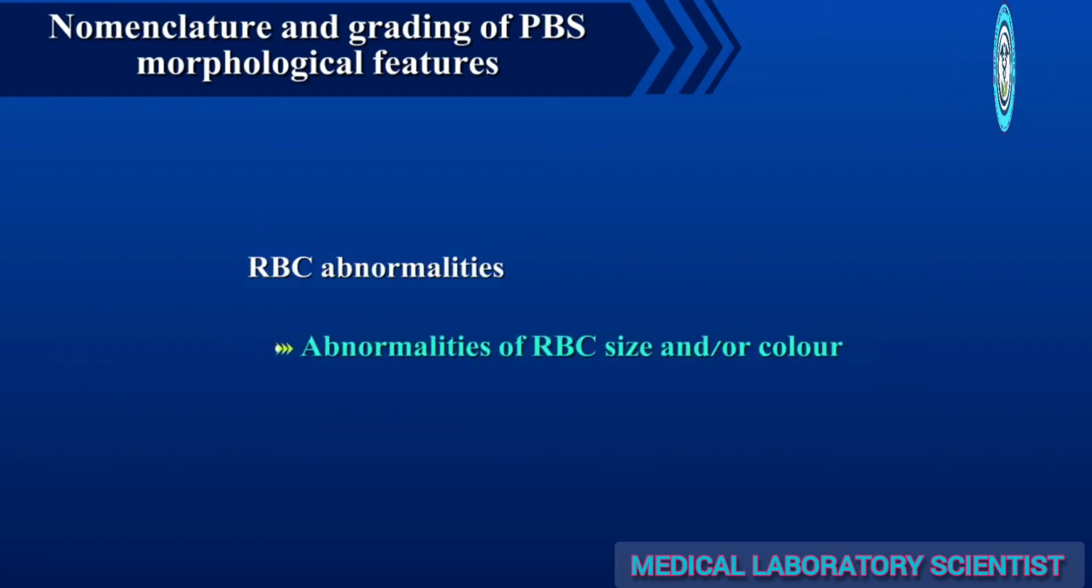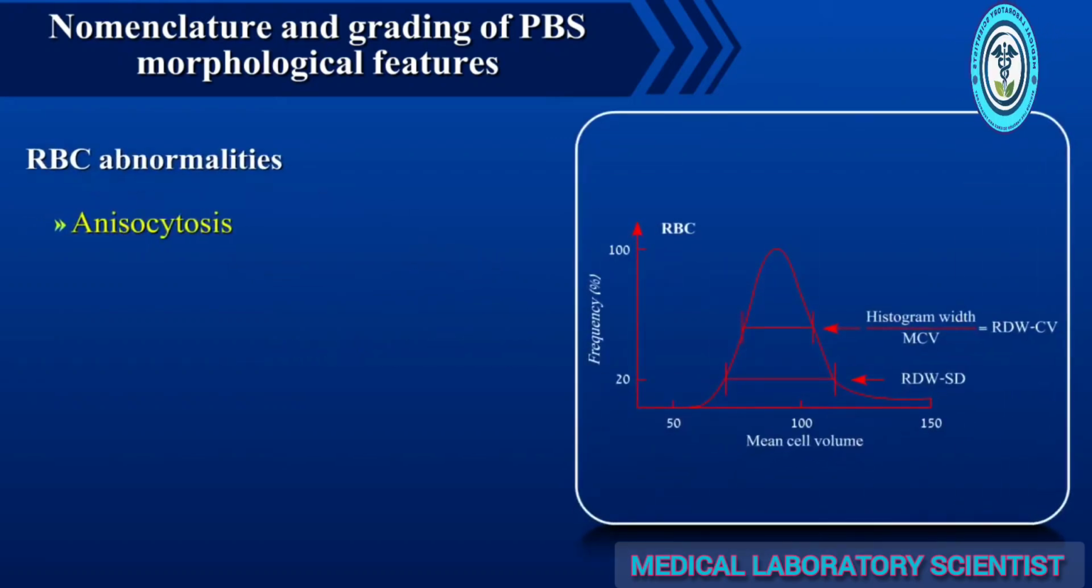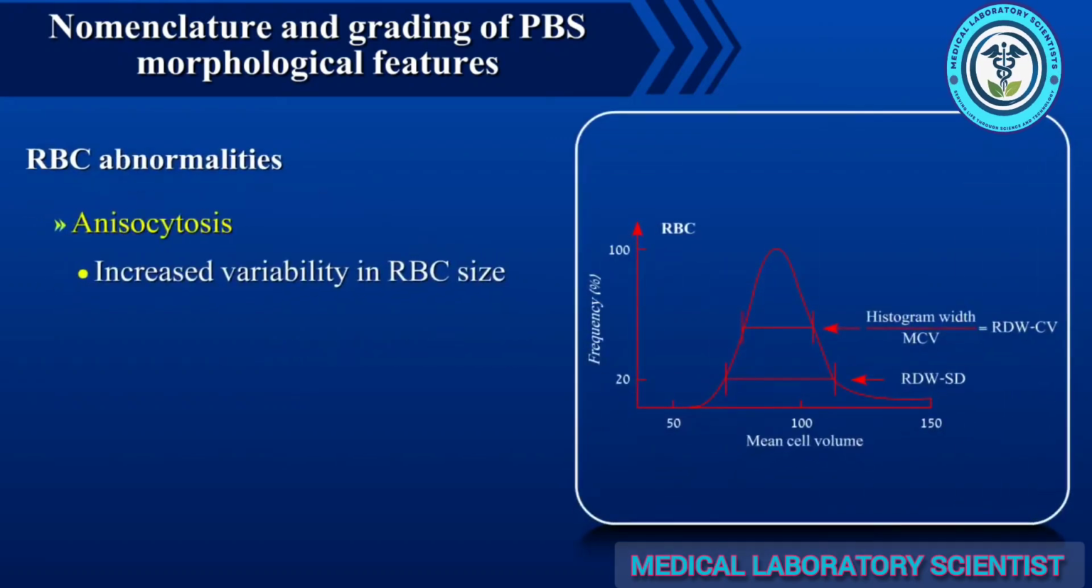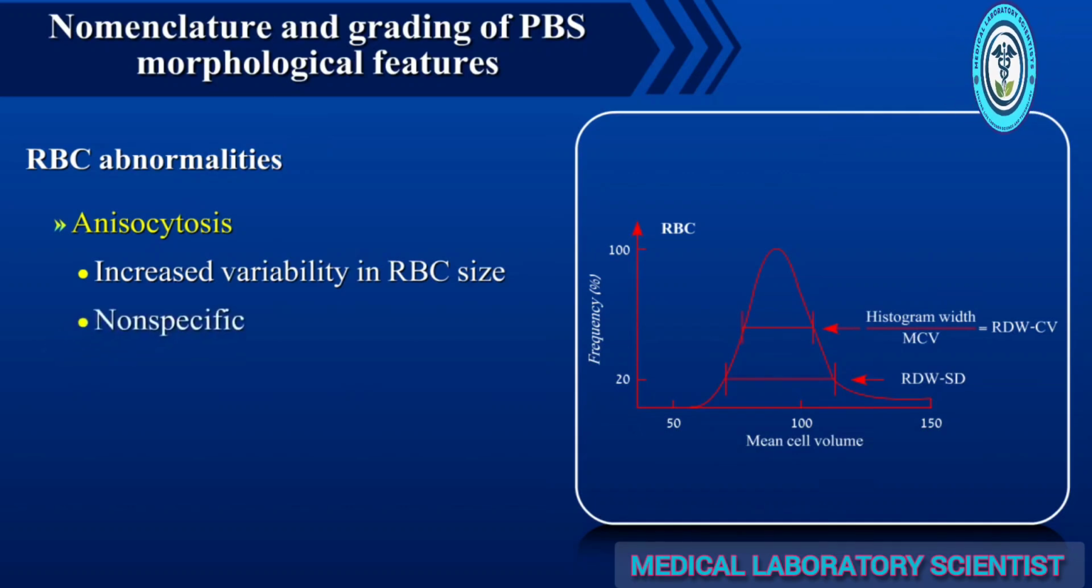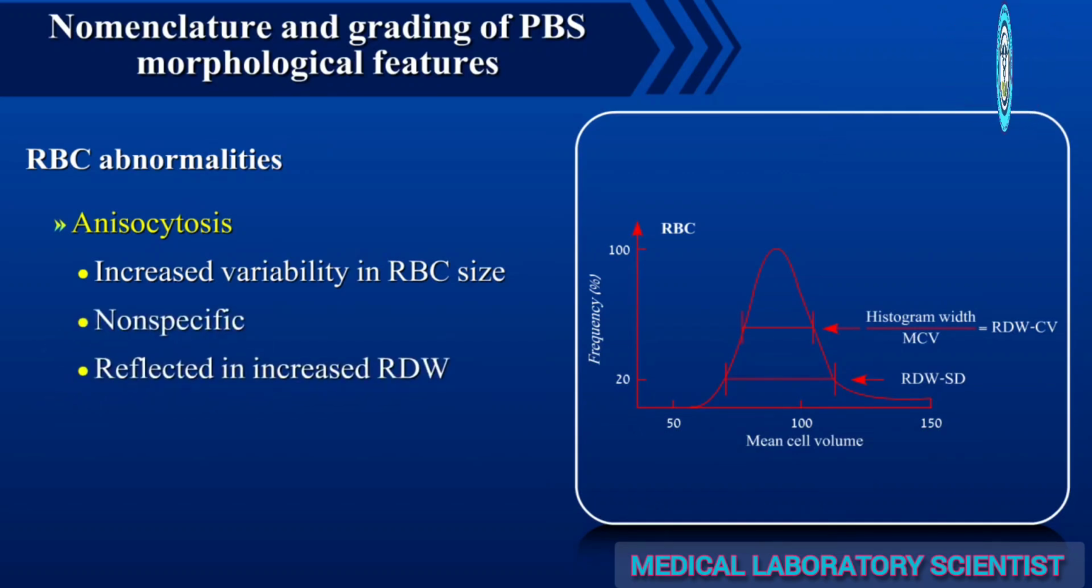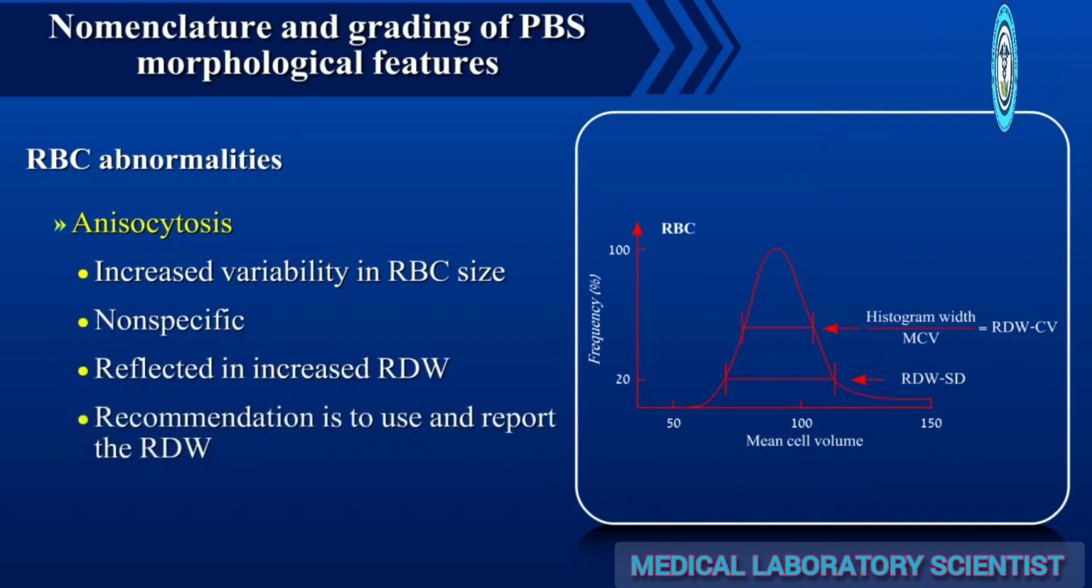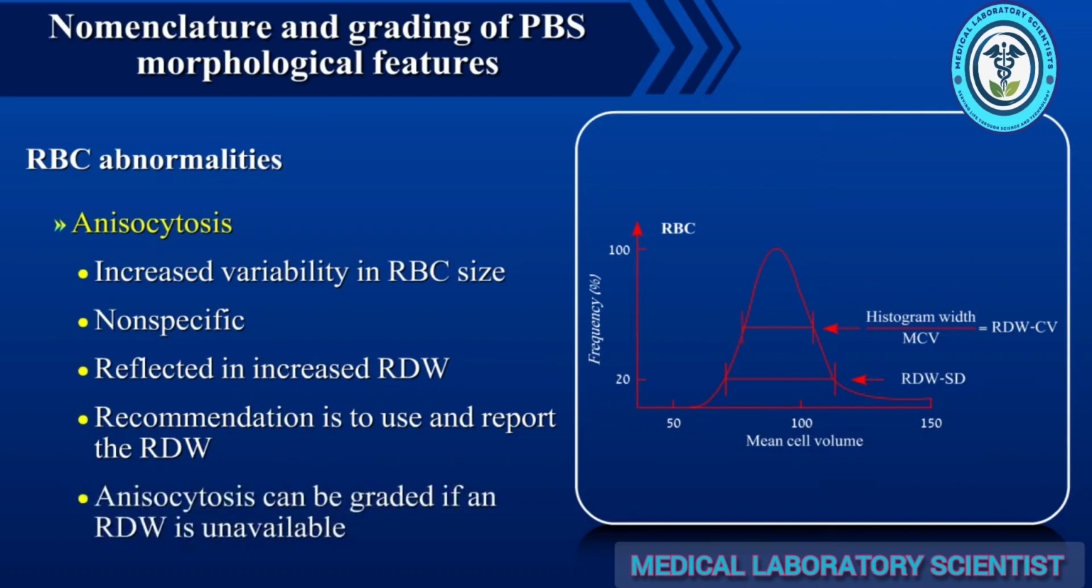Second, abnormalities of RBC size and or color. Anisocytosis is an increased variability in RBC size. It is non-specific and is reflected in increased RDW. The recommendation is to use and report the RDW. However, anisocytosis can be graded if an RDW is unavailable.